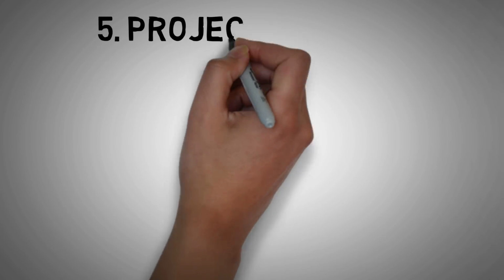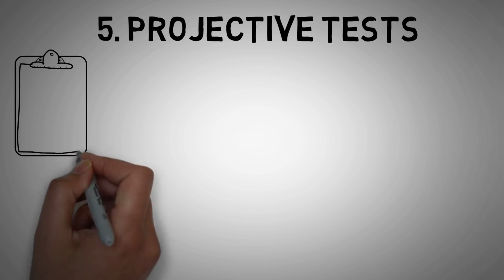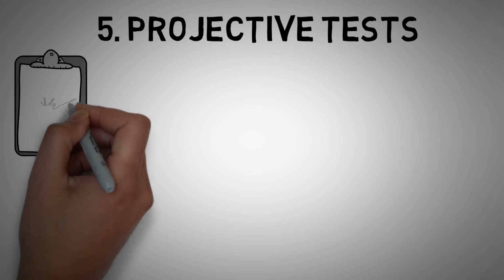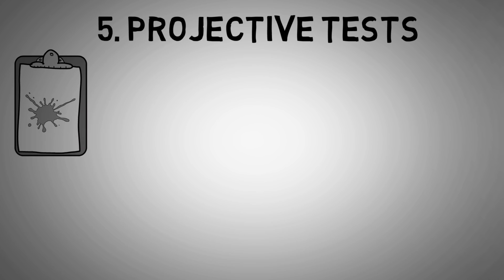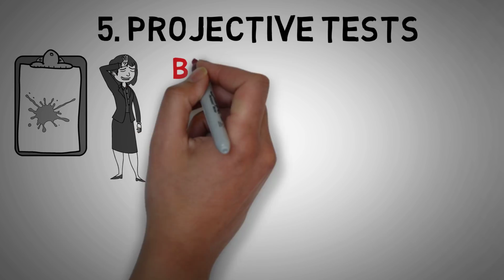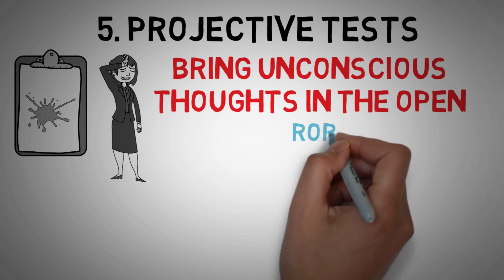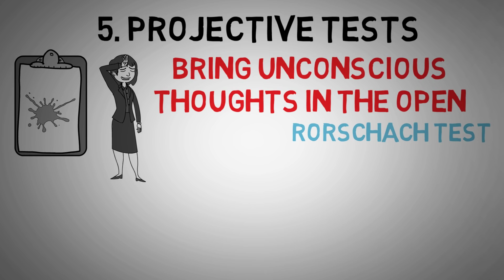The fifth type of data is something called projective data, where you give someone a projective test. If you've ever taken an ink blot or a Rorschach test, you've taken something called a projective test. Now, projective tests were developed out of theories that people hide unconscious thoughts or behaviors. These tests are meant to bring out those unconscious thoughts into the open so that we can watch them. Now, the Rorschach test is one of the first examples of something called a projective test.